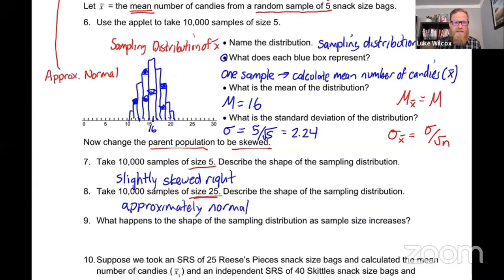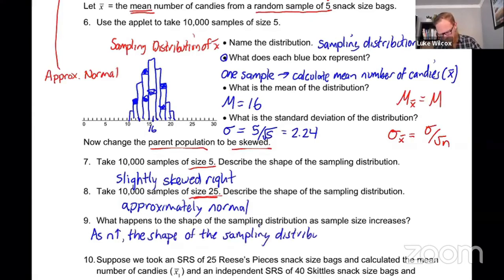So number 9 says what happens to the shape of the sampling distribution as the sample size increases? Well, here's the deal. As the sample size goes up, the shape of the sampling distribution becomes closer to a normal distribution.